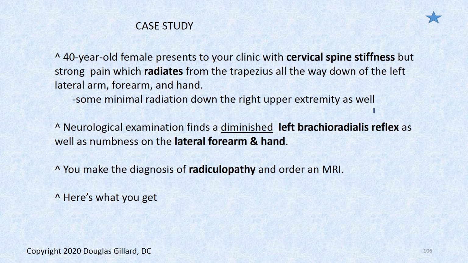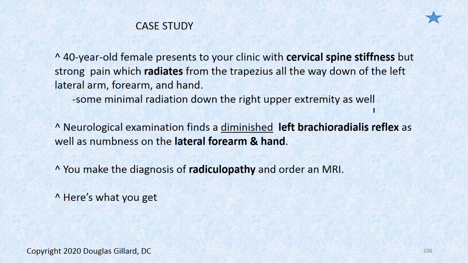Until you retire from being a chiropractor, you have to know brachioradialis is C6, biceps C5, triceps C7, and those dermatomes as well. I won't go over those right now. I think you're actually starting to learn them though.